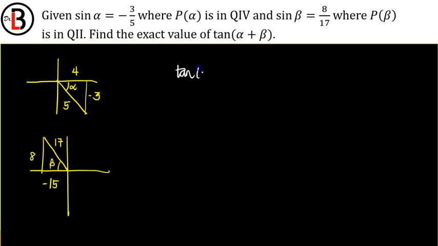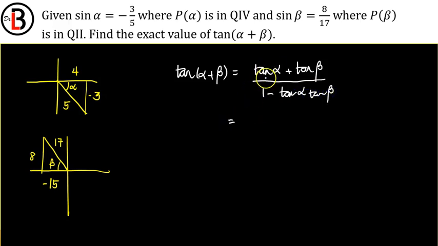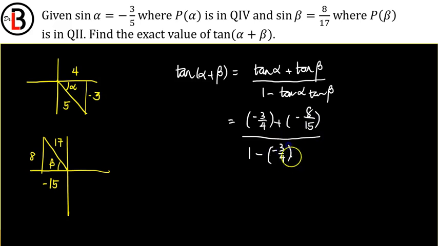So tangent of alpha plus beta is simply tan alpha plus tan beta all over 1 minus tan alpha tan beta. So let's just plug in whatever we have. Tangent of alpha is opposite over adjacent, negative 3/4. Tangent of beta is opposite over adjacent, negative 8 over 15, all over 1 minus negative 3/4 times negative 8 over 15. Let's try to simplify.